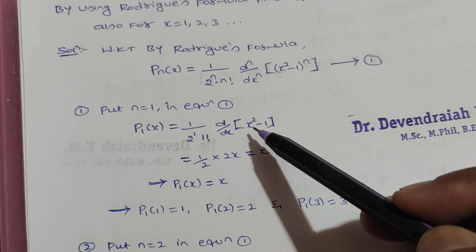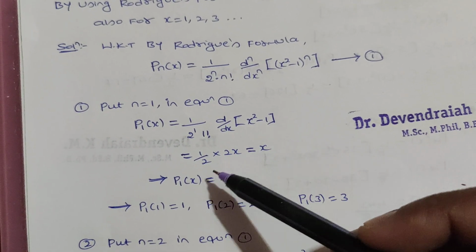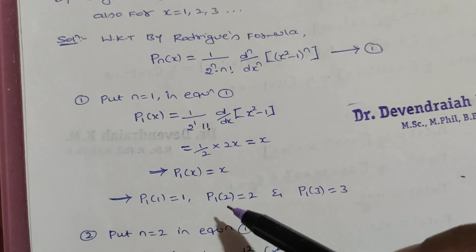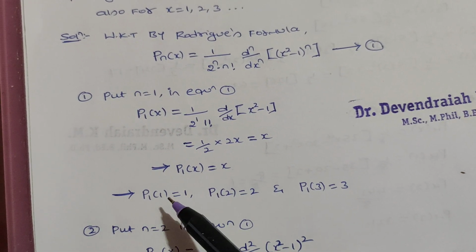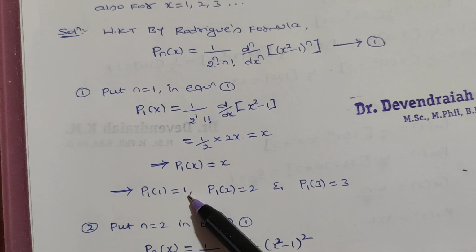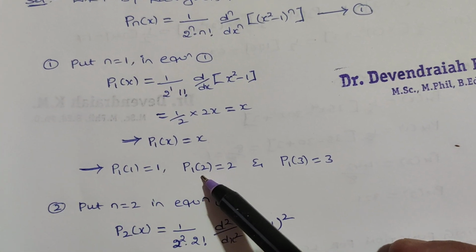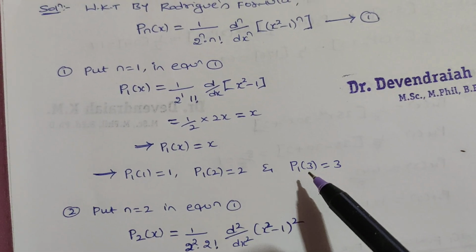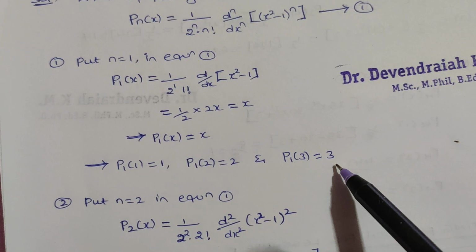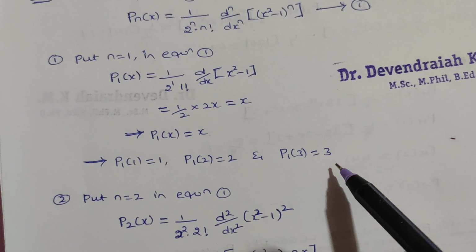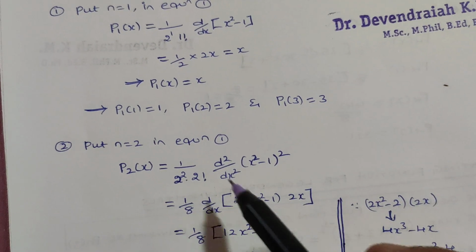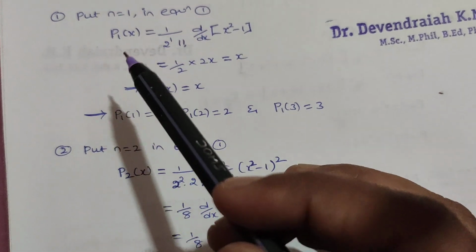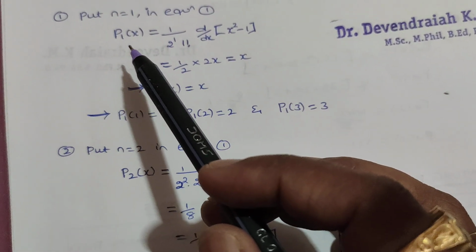As we know that the derivative of x square minus 1 will be 2x, therefore the value of P1 of x will be equal to x, which implies when x is 1, the value of P1 of 1 will be 1. When x is 2, the value of P1 of 2 will be 2. And when x is 3, the value of P1 of 3 will be equal to 3. So this is the procedure of determining the values of P1 of 1, P1 of 2, P1 of 3 by considering n value as 1.